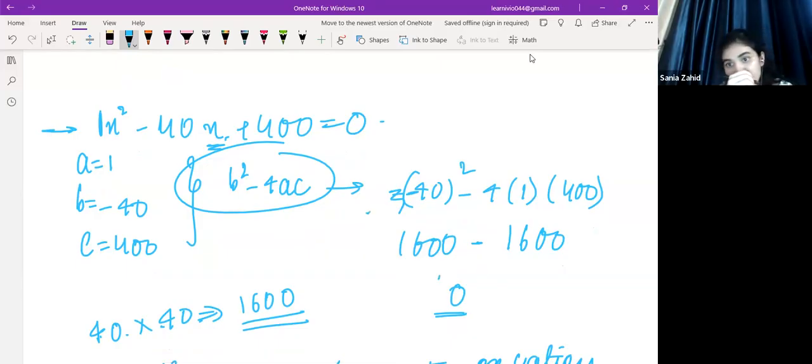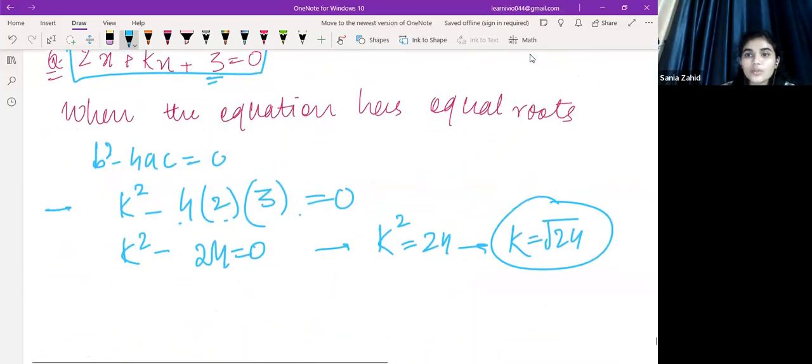And thus it has equal roots. Now, what if it has equal roots? If it has equal roots, that means length and breadth are equal. That means it's actually a square field, not a rectangular field. All right. Abdul, did you also understand everything?